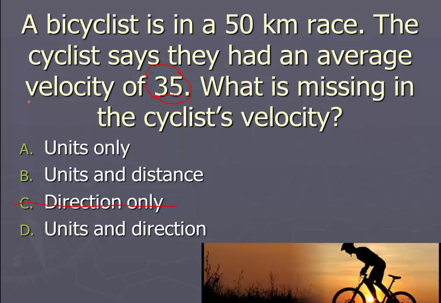But remember, we're talking about velocity. So anytime you have velocity, you also need direction. So we know we have to have two parts, so we get rid of A. And if you look, B says distance, but distance is going to be part of that 35. And we already know that it's a 50-kilometer race, so that's not missing. So the only thing missing here is the units and the direction.